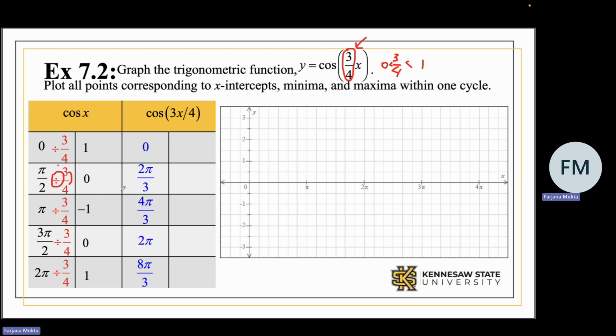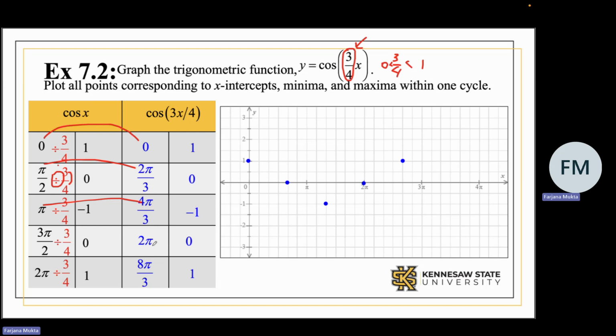And then the y coordinates will not change. They'll be similar. 1, 0, negative 1, 0, 1. But notice that again, all the x points, from 0 is still 0. The pi by 2 is now changing to 2 pi over 3. Pi is changing to 4 pi over 3, so on, right? And so now we'll try to plot it. So first of all, 0. For 0, we have the value 1. For angle being 0, cosine 0 is 1. Cosine here for 2 pi over 3, we got 0. For 4 pi over 3, we got negative 1.